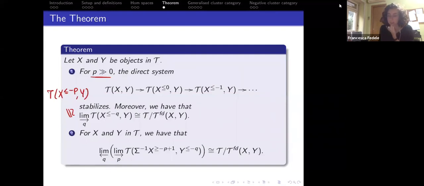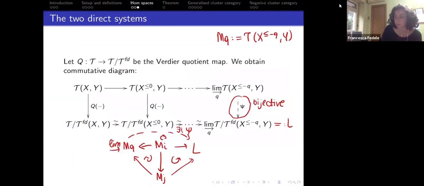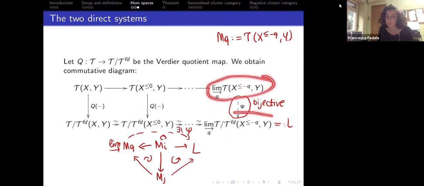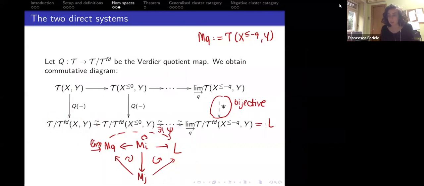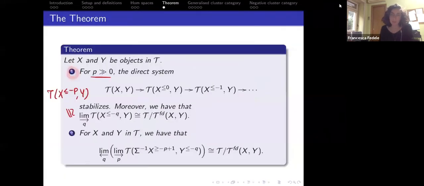And then that limit is also isomorphic to this Hom space over T over TFT. And the reason is that we're saying this is isomorphic, for P big enough, to one of these Hom spaces over here. But then this is a bijection, and we also have that these two limits are isomorphic, but then this limit is also isomorphic to anything in the system. So also to this T over TFT of X, Y. So that's the main part of the theorem.